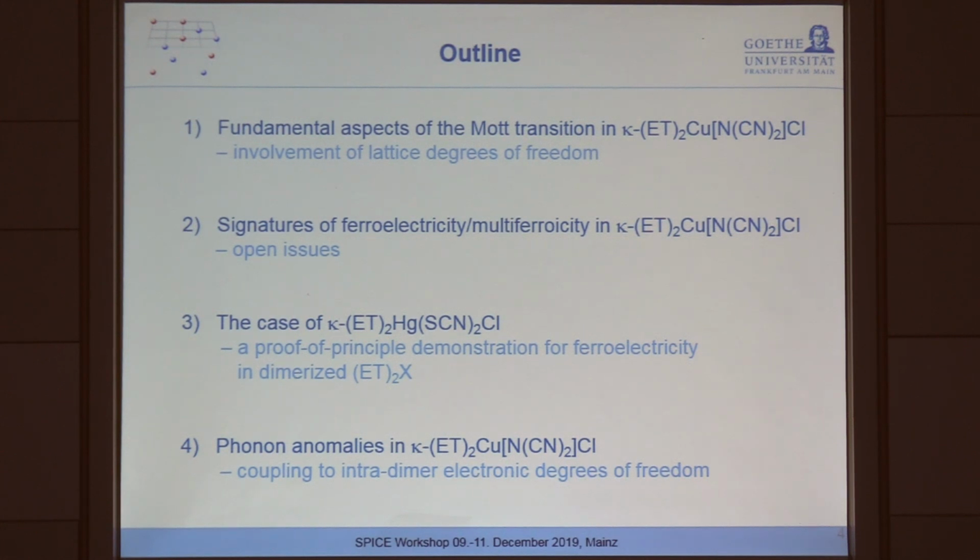And this is not at all expected in a system close to the Mott transition. And it's even multiferroic, but there are open issues, and I want to address these open issues briefly. And I come to a system which is a slightly modified version. You recognize there's also a chlorine here, but this kappa-NCS2 is slightly modified. But this is the passive part of this system. Nevertheless, it changes it, and we use this material as, we think, a proof-of-principle demonstration that this concept of ferroelectricity in this dimerized system is actually valid.